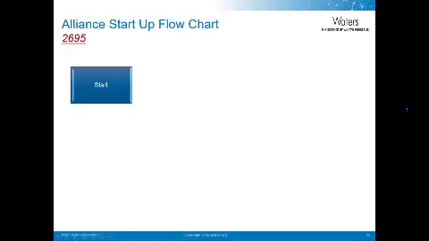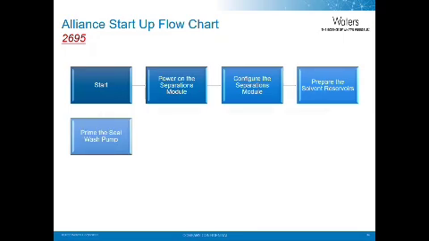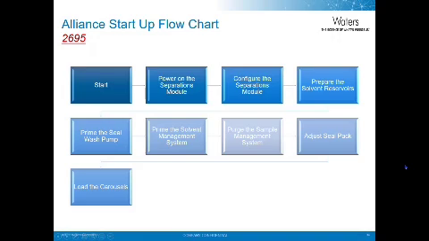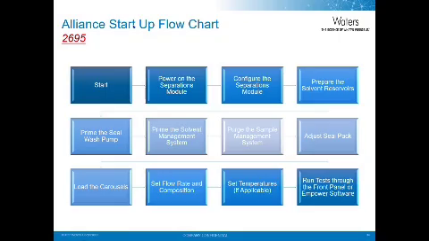The flowchart in this slide basically shows the startup process. This is common on both the 2695 and 2795 with a slight difference. You would first power on the separations module, configure the separations module, prepare the solvent reservoirs, prime the seal wash pump, prime the solvent management system, purge the sample management system, adjust the seal pack, load the carousels, set the flow rate and composition, set temperatures if applicable, and then run through the front panel or connect through the software to run the tests.